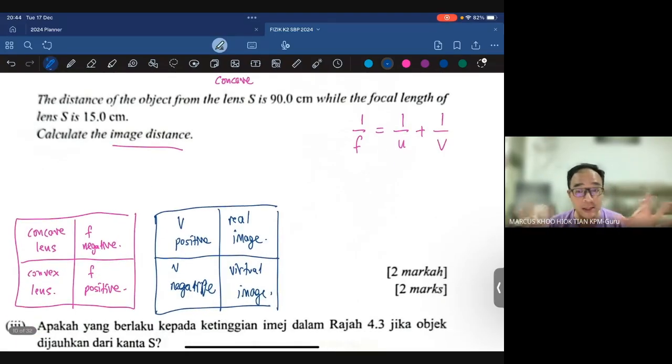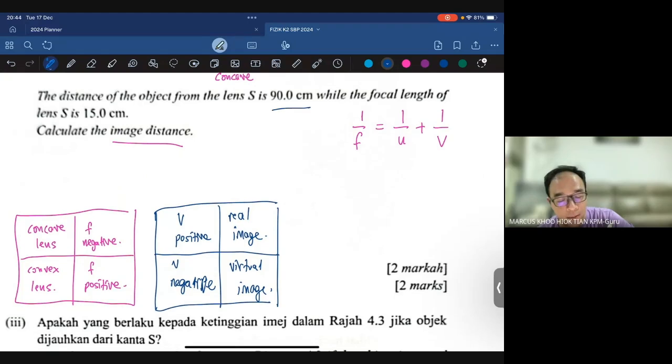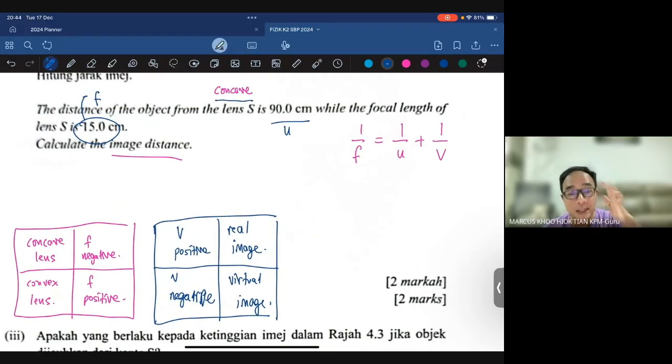Because on the surface, it looks very simple. 90 cm is the u, the focal length is 15 cm for f. But because it is a concave lens, we must put the f as a negative value. So this will actually be negative 1/15. If you put this as positive, your answer will be very different, which is wrong. So you have to remember this. If it's a concave lens and if it's a virtual image, be very careful. So -1/15 = 1/90 + 1/v.